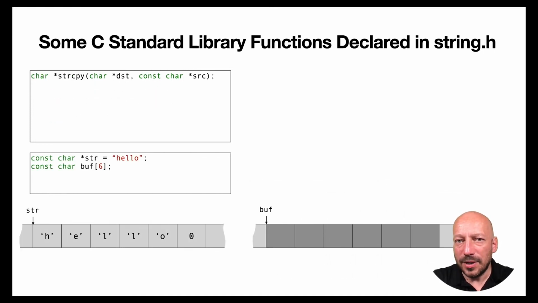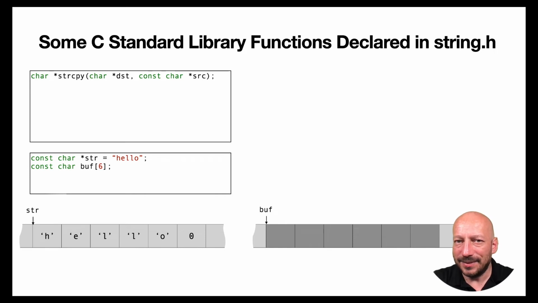For copying strings, you can use the string copy function. This function has two parameters. The first parameter is a pointer to the destination string, the string that will be overwritten by this function with a copy of the source string. And the second parameter is a pointer to this source string. The return value then will be a pointer also to the destination string.